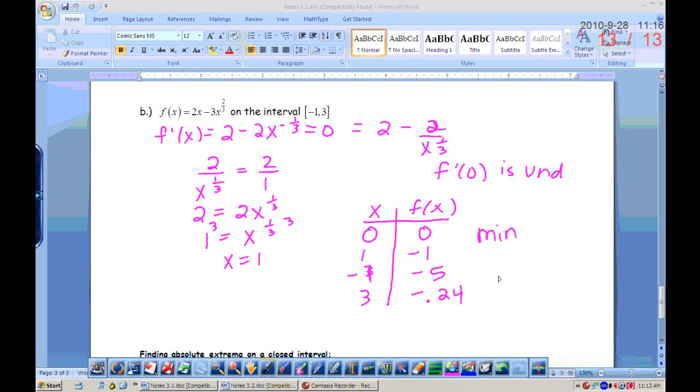Yeah. Note that -0.24 is a rounded answer. So yes, if you had to use your calculator, I would let you use your calculator. All right. So what's the minimum value? -5, and the maximum value? 0. Good.